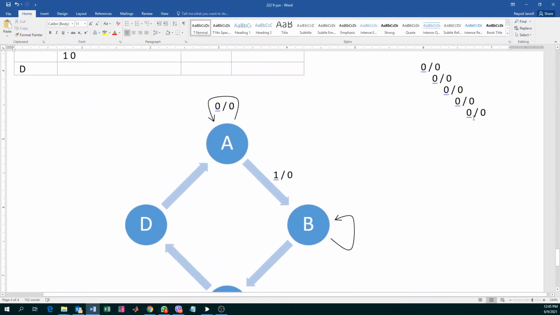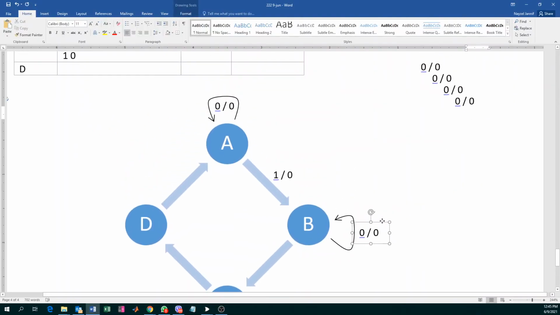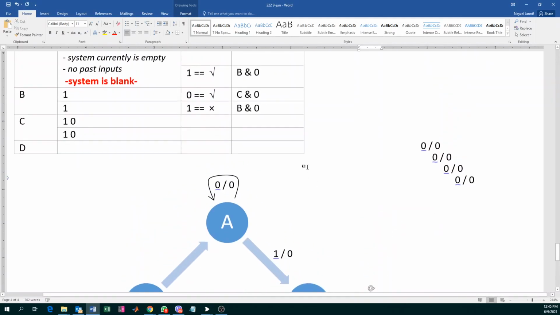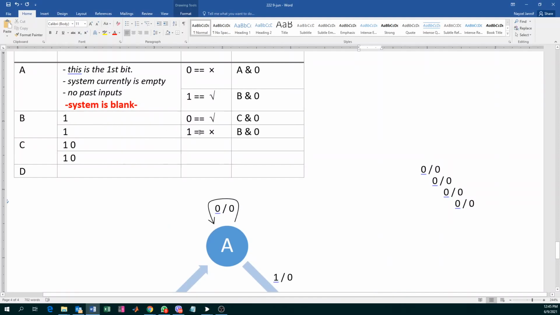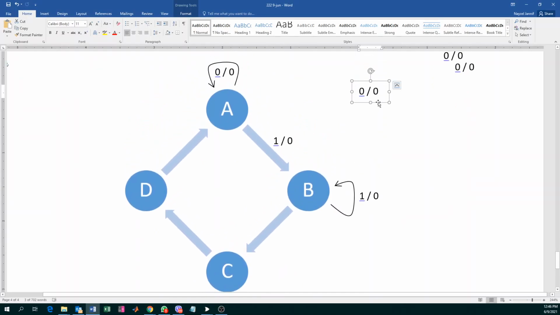Okay, you're sitting on B and you receive a 1, you'll stay at the same place. But if you receive a 0, you can move forward. Sitting on B, you can move forward to C.